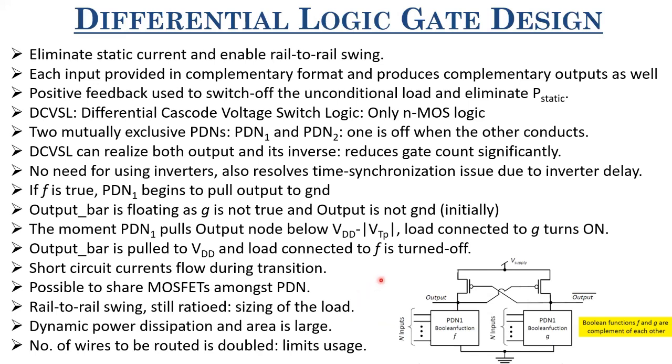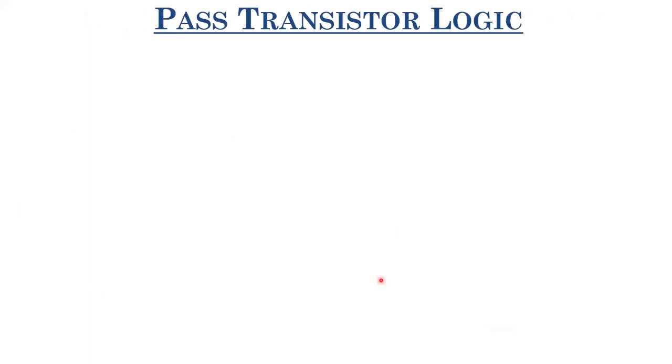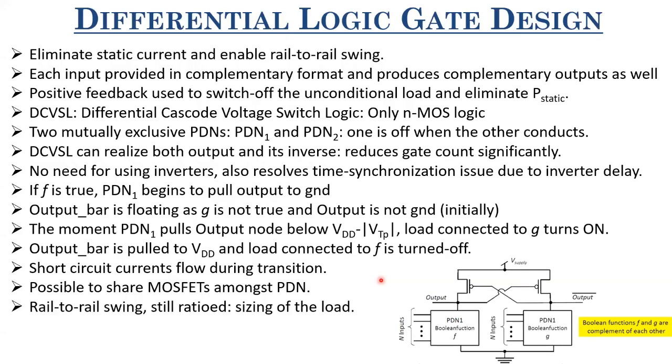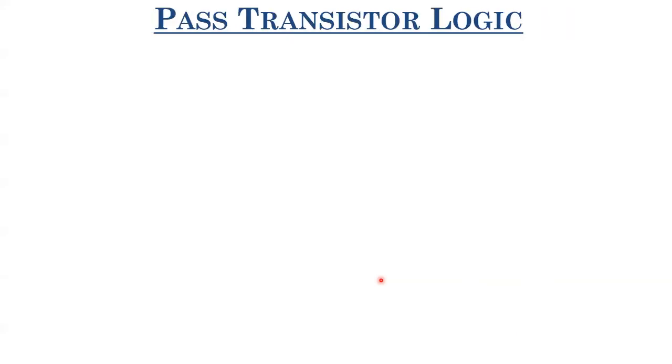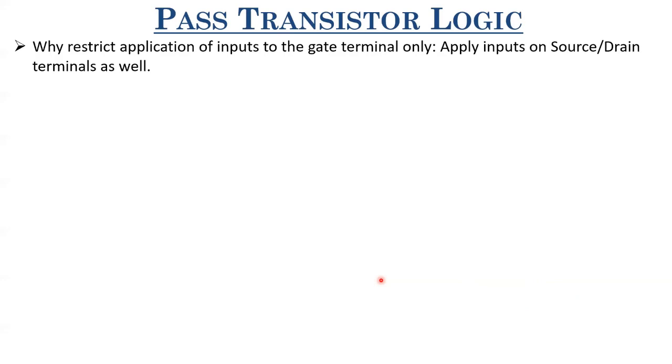Right? So now we shall also discuss another logic family, which is known as pass transistor logic. This is also a very interesting kind of logic because it comes out of common sense. So far in all these logic designs, we were applying the input signals as the gate terminal of the MOSFETs. So someone came up with the idea: why restrict application of inputs to the gate terminal only? Why should the gate terminal have all the fun? Let us apply inputs on the source and drain terminals as well.